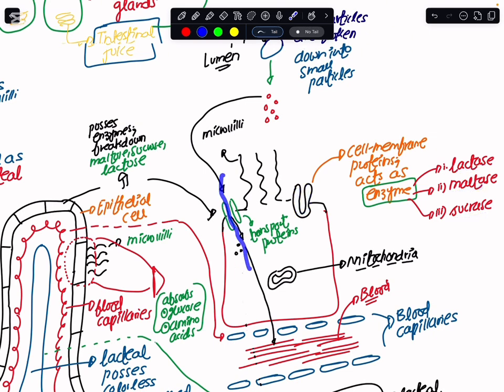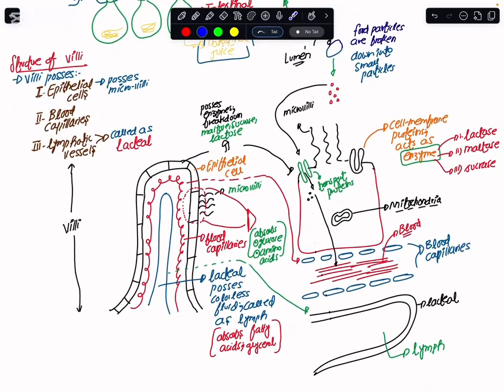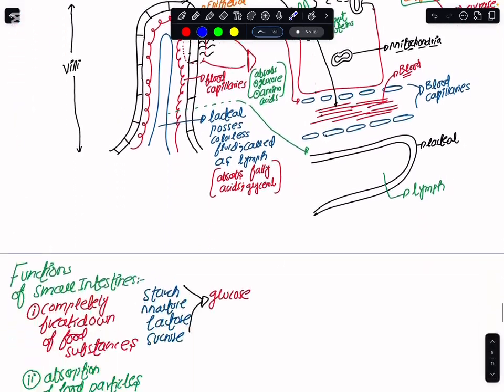After that, the food particles, amino acids and glucose, come here. The fatty acids and glycerol are absorbed into the lacteals that we have got. Okay, so this is all we have to remember in the case of the villi.